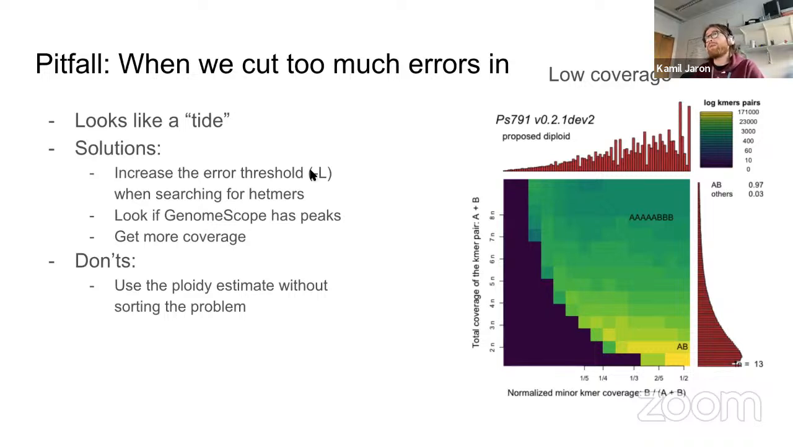So the solution can be that you increase the L if it's meaningful, but it needs to be meaningful. This is the moment to look at GenomeScope just to see whether there actually are any genomic peaks. If there are no genomic peaks, there is no way you can actually do any of the modeling. And I will tell you that it's even less likely that you will successfully assemble the data set. So the best solution is just to get more coverage or a cleaner data set.